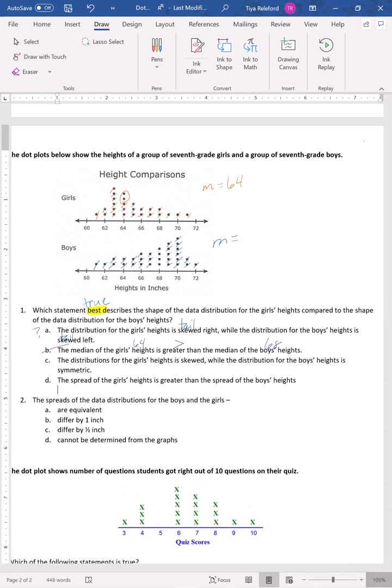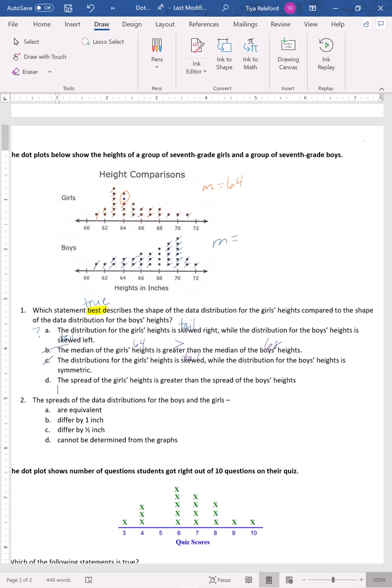C says the distribution for the girl's height is skewed, has a tail, right? Write the word tail. While the distribution for the boy's height is symmetric. Symmetric means the same on both sides. The boys might not have as good of a tail as the girls, but they still have a tail.